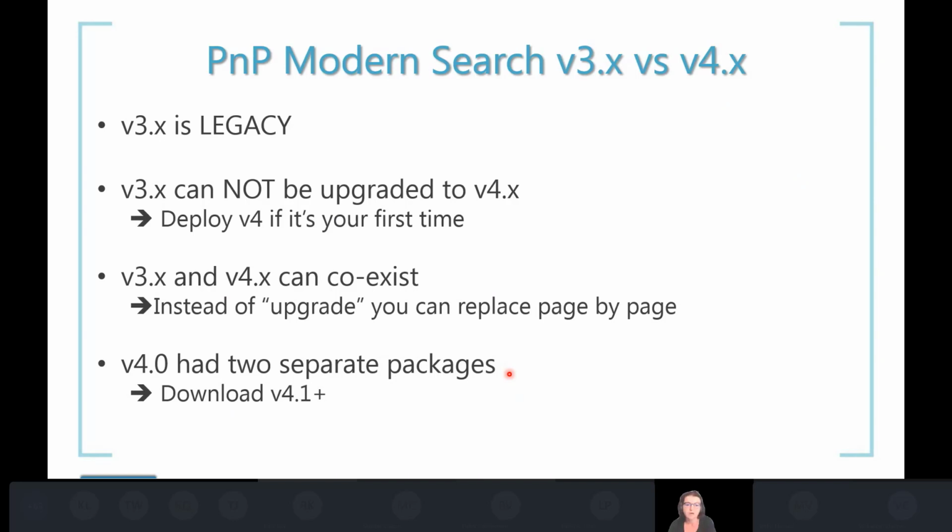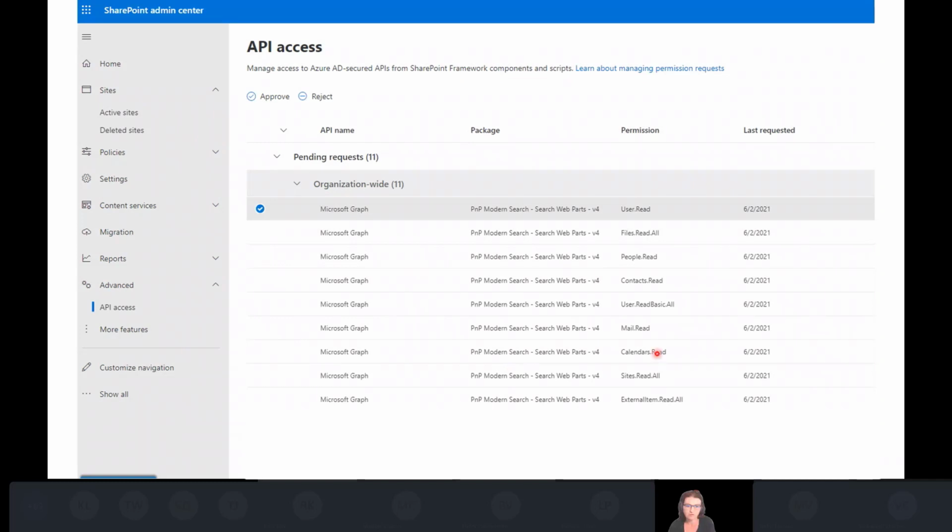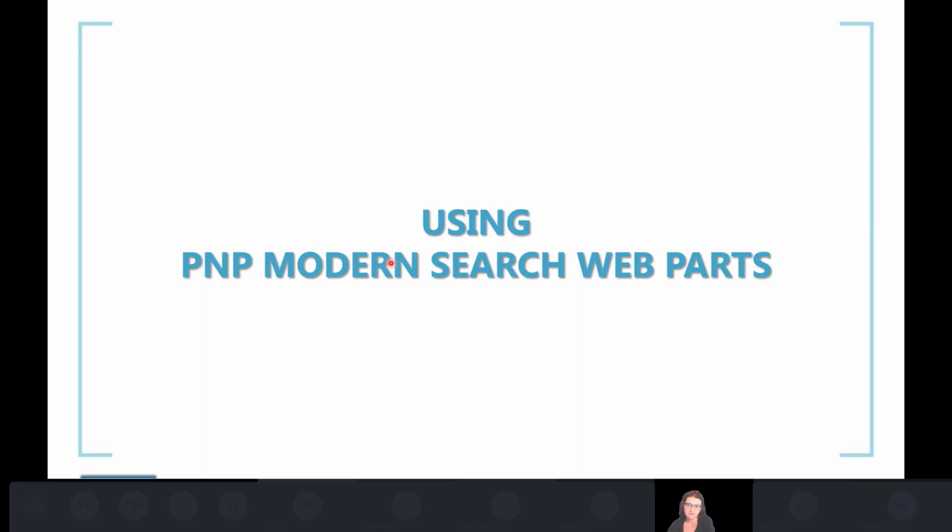After you deploy the PnP package, you might have to add permissions in the API access. So you have to go to this page on the SharePoint Admin Center called API Access, and you will see those pending requests from Microsoft Graph, and you have to allow all of these in order to have the PnP web parts working. Okay, so once it's done, you can use those web parts on your pages.